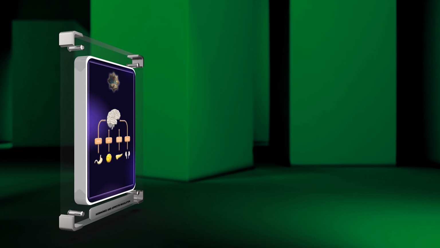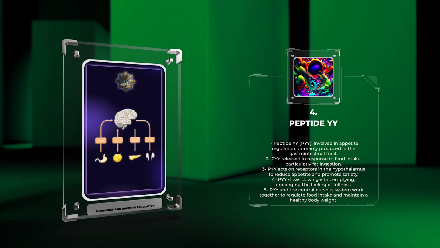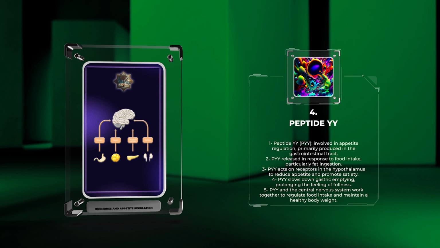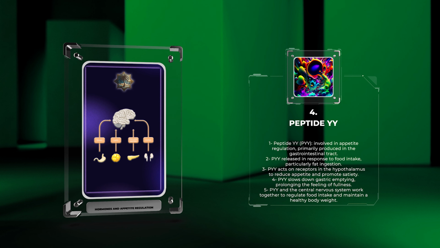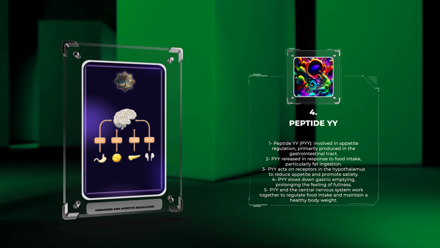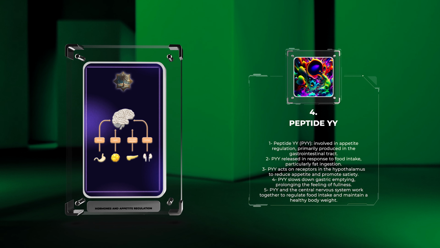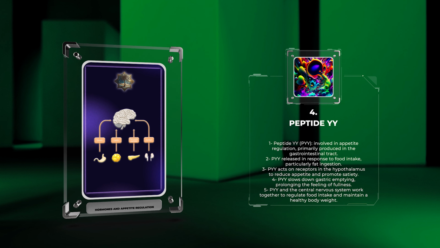Peptide YY, or PYY, another essential hormone involved in appetite regulation, is primarily produced by cells in the gastrointestinal tract, specifically the small intestine and colon. PYY is released in response to food intake, particularly the ingestion of fat. It acts on receptors in the hypothalamus, signaling the brain to reduce appetite and promote satiety. PYY also slows down gastric emptying, prolonging the feeling of fullness.